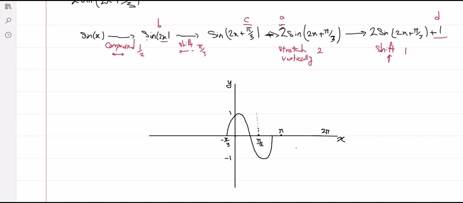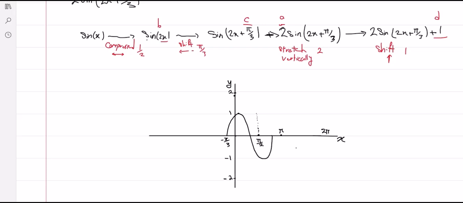After drawing sine of 2x plus pi over 3, now we want to proceed with 2 sine of 2x plus pi over 3. That means we want to stretch the graph vertically by a factor of 2. So the y values would now be moved to 2 and minus 2. If you see in here, our y value's maximum is equal to 1 and the minimum is equal to minus 1. So this point would be transferred to 2, around here, and this point would be transferred to minus 2, which would be around here.